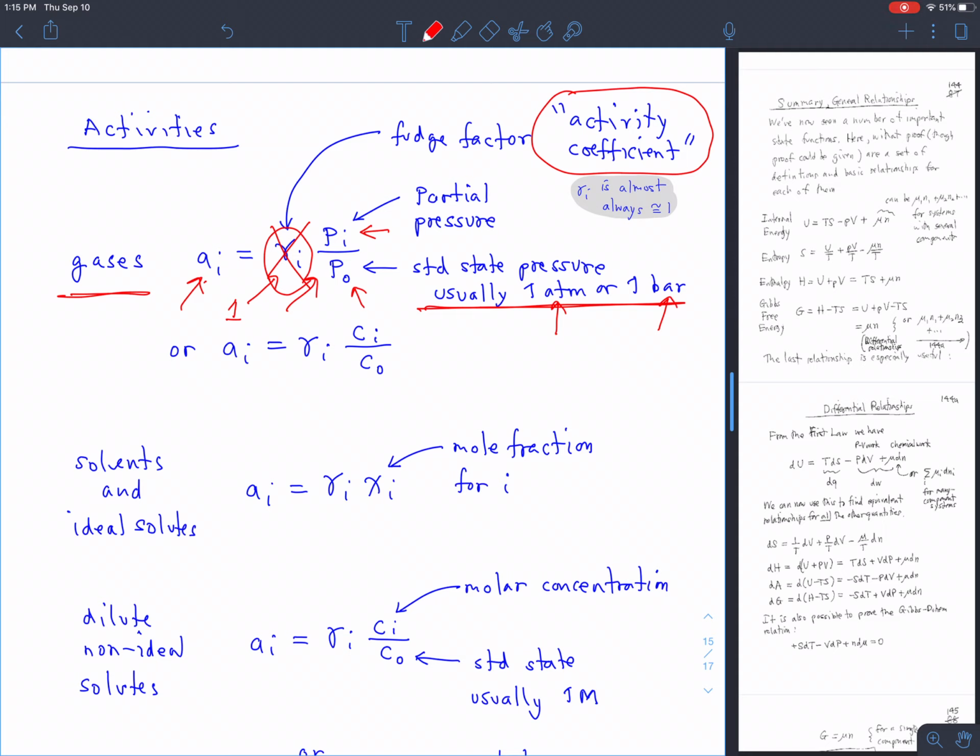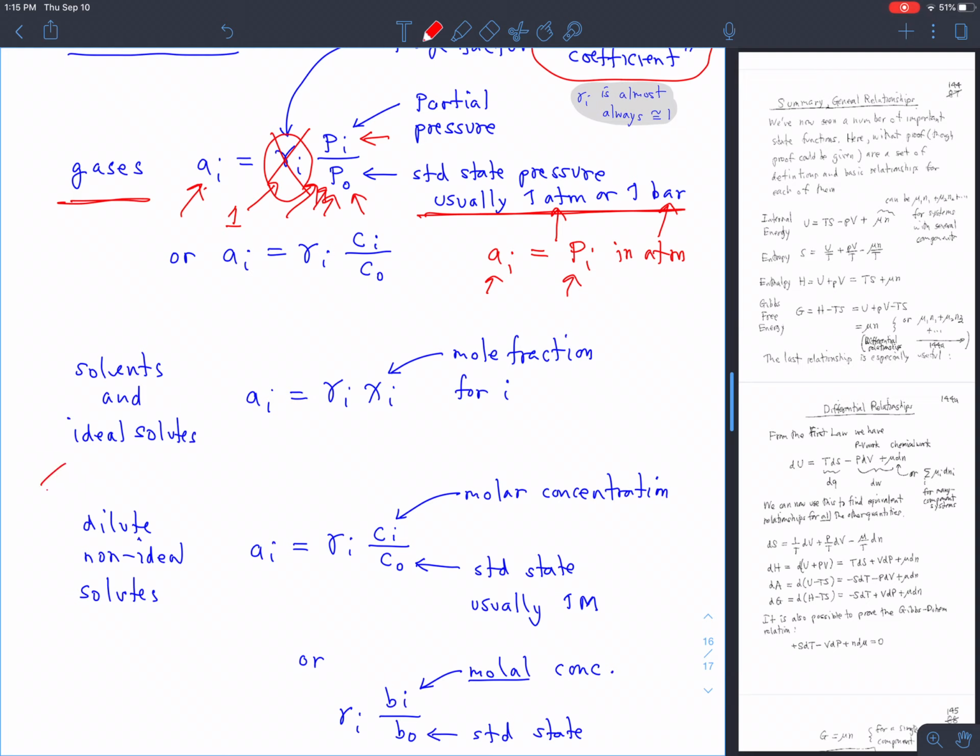And what that means is the activity is oftentimes taken to be just the partial pressure in atmospheres, right? If the standard state partial pressure is 1 atmosphere, then in atmosphere units, this is just a 1 underneath, and the activity becomes effectively the same thing as just the partial pressure in atmospheres itself.